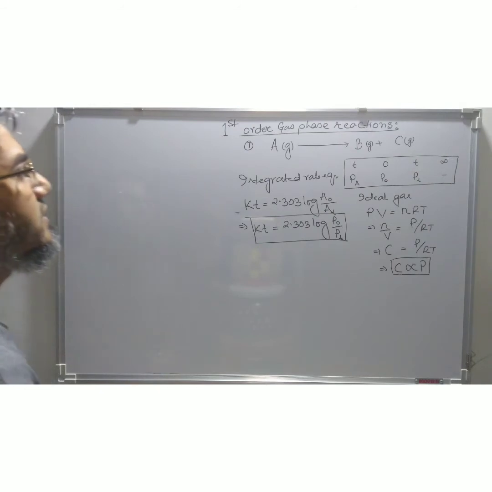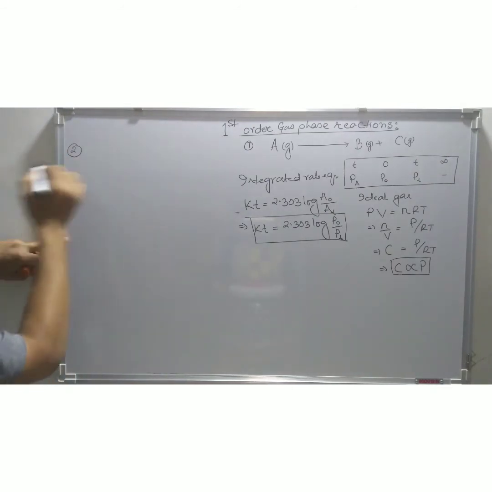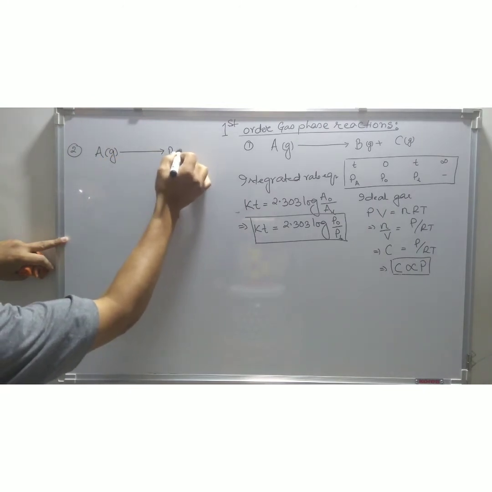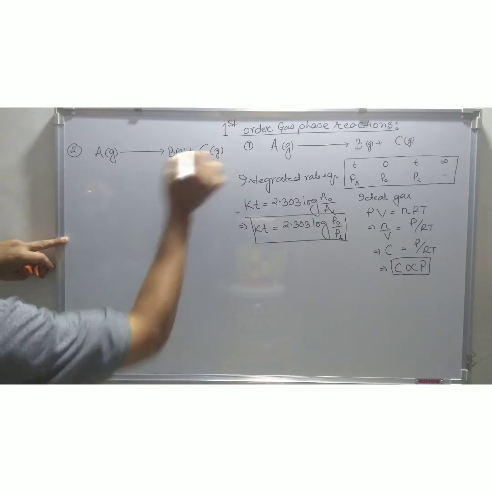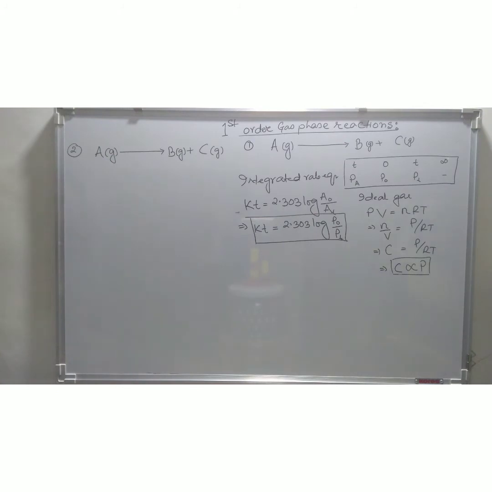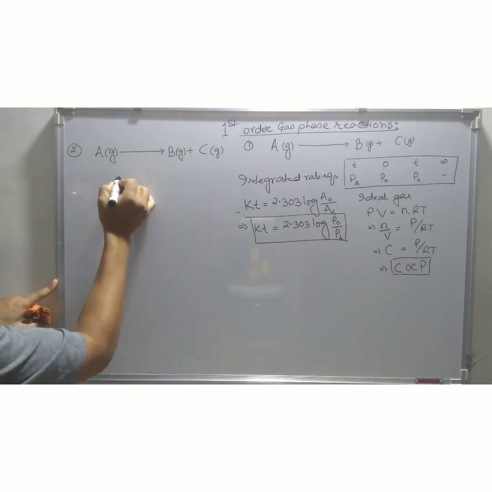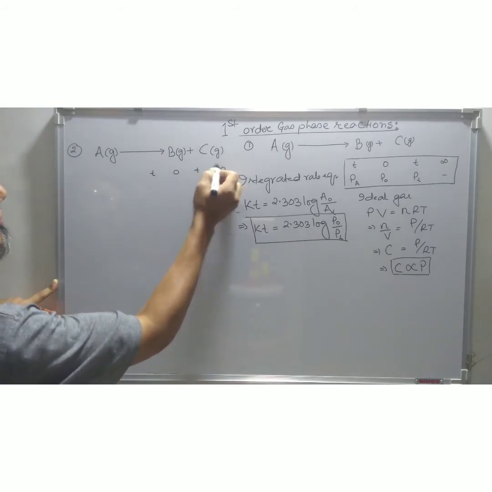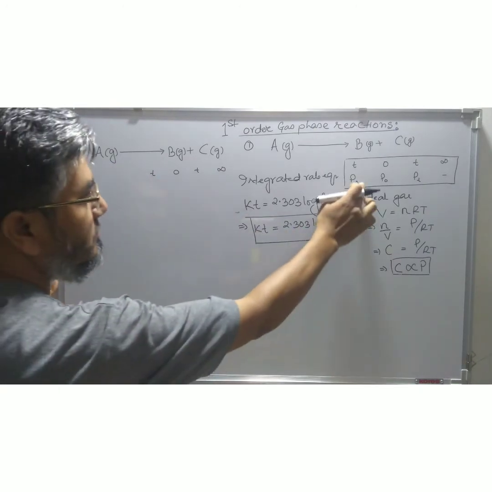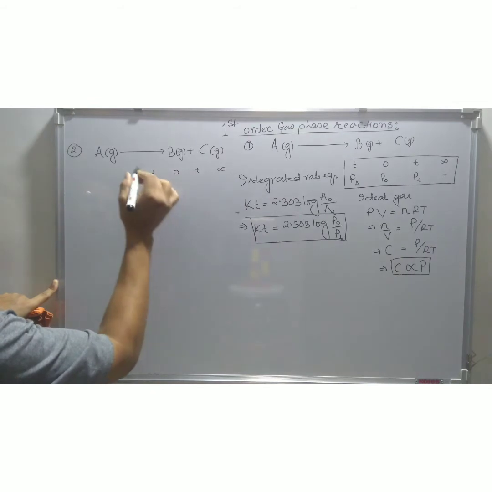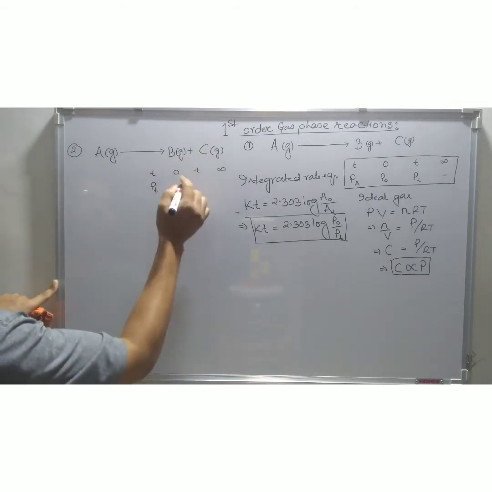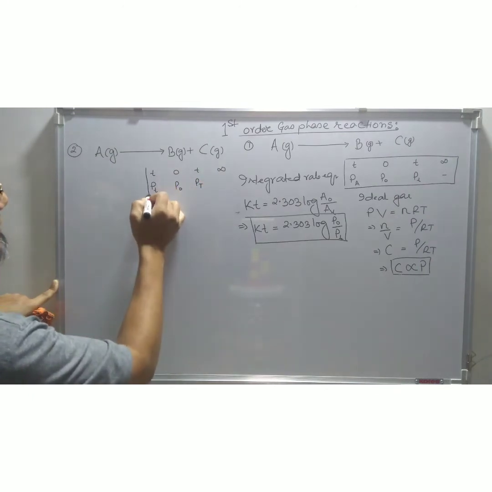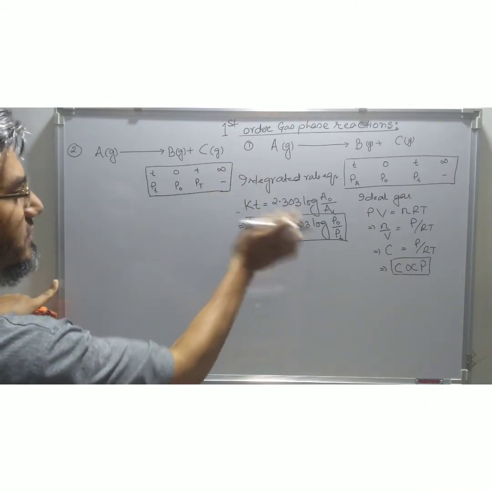Now we can modify this in different ways. Take the second case, again using the same gas phase reaction, A gas converted into B gas plus C gas. Now for this reaction, the condition being given is at different times, time 0, t, infinity, total pressure. Instead of giving the pressure of A, we are giving total pressure, the total pressure of the system at different times. At 0 time, this is T naught. At a certain time t, this is Pt. Now, from this, we have to derive this integrated equation.